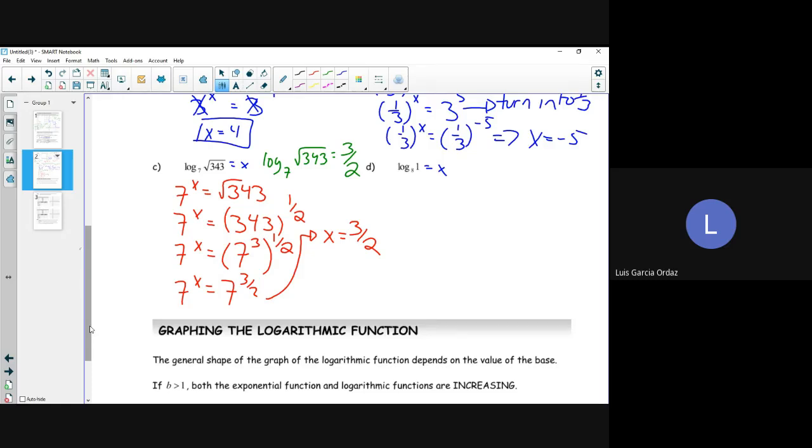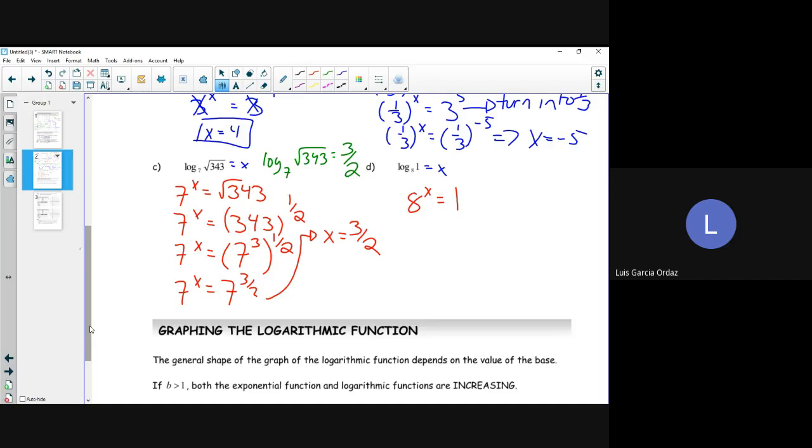And then our last example we have is log to the base of 8 of 1 is equal to x. How do we write that in exponential form? So a to the x is equal to 1.